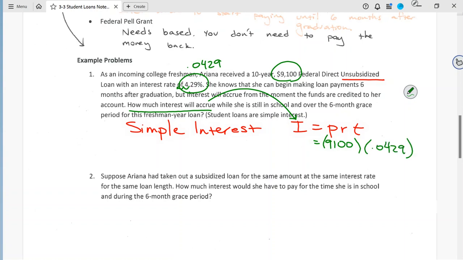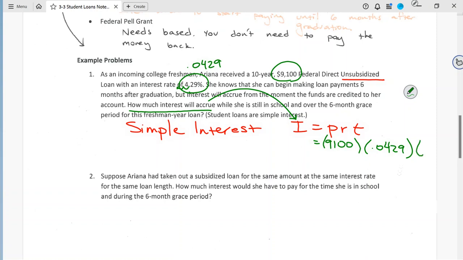0.0429. Okay? The only place this is tricky is figuring out the time. Now, if this is a freshman year loan, and assuming she's going to a 4-year college, then she will receive the money freshman year. She will pay for her education or use that money her freshman year, but she will not pay it back until 6 months after graduation. And so she'll have it all of freshman year, sophomore year, junior year, and senior year, plus 6 more months.